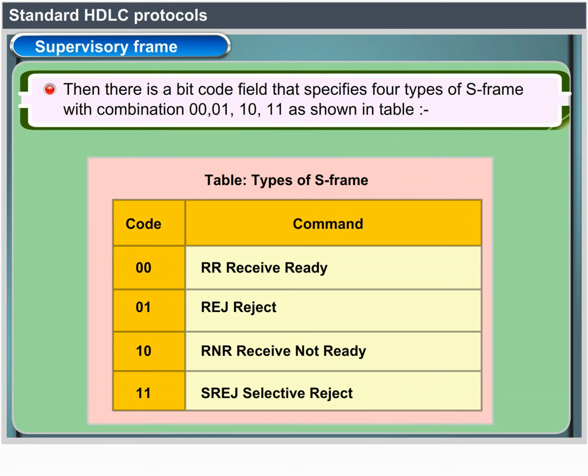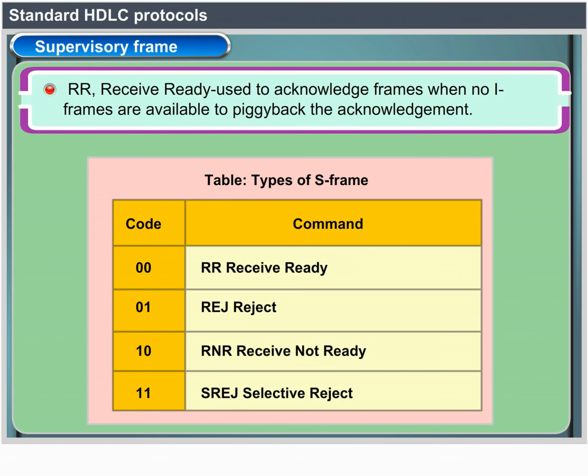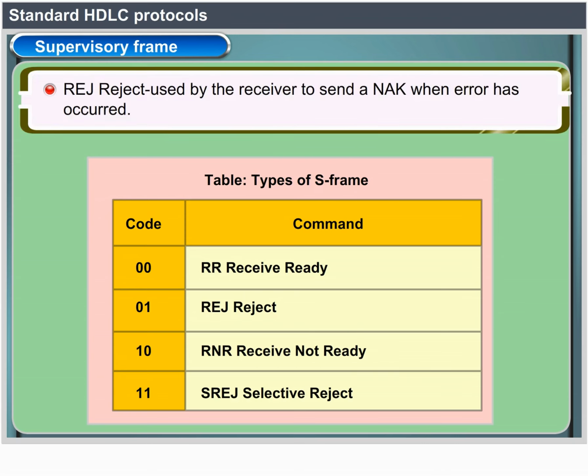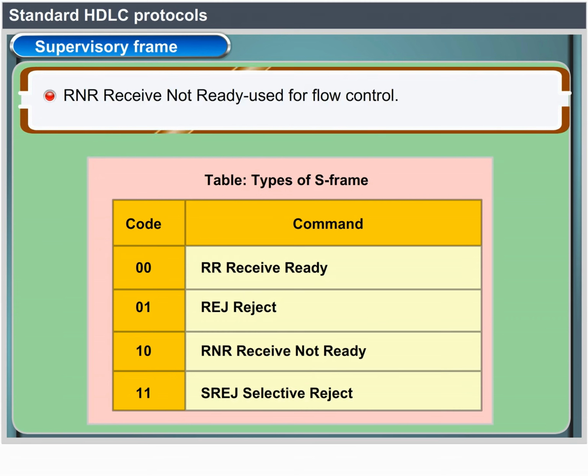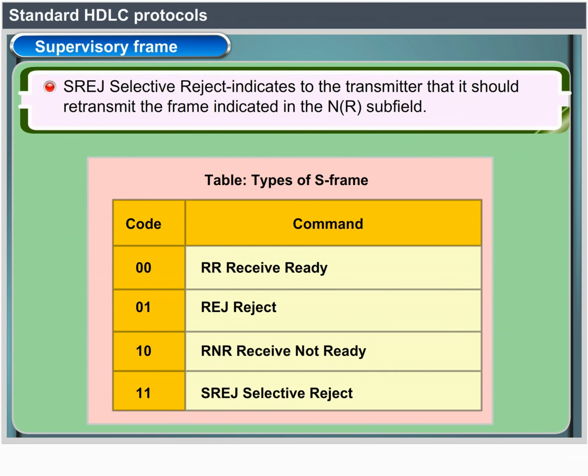RR. Receive ready, used to acknowledge frames when no I-frames are available to piggyback the acknowledgement. REJ. Reject, used by the receiver to send a NAK when an error has occurred. RNR. Receive not ready, used for flow control. SREJ. Selective reject, indicates to the transmitter that it should retransmit the frame indicated in the N(R) subfield.